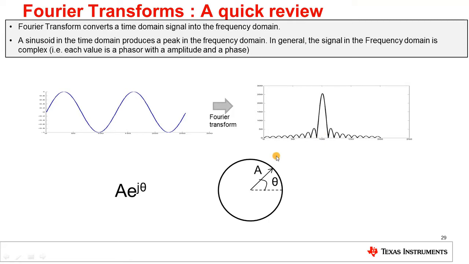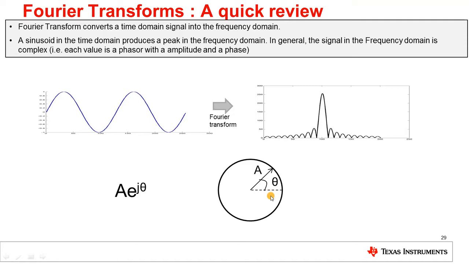Recall that a complex number can be mathematically represented in the form a e^(jθ), where a is the amplitude and θ is the phase. Alternatively, it can also be pictorially represented as a phasor, which is a vector with the length corresponding to the amplitude a and a direction corresponding to the phase θ. Throughout the series, we will stick with this phasor representation since I think it has a more intuitive feel to it.